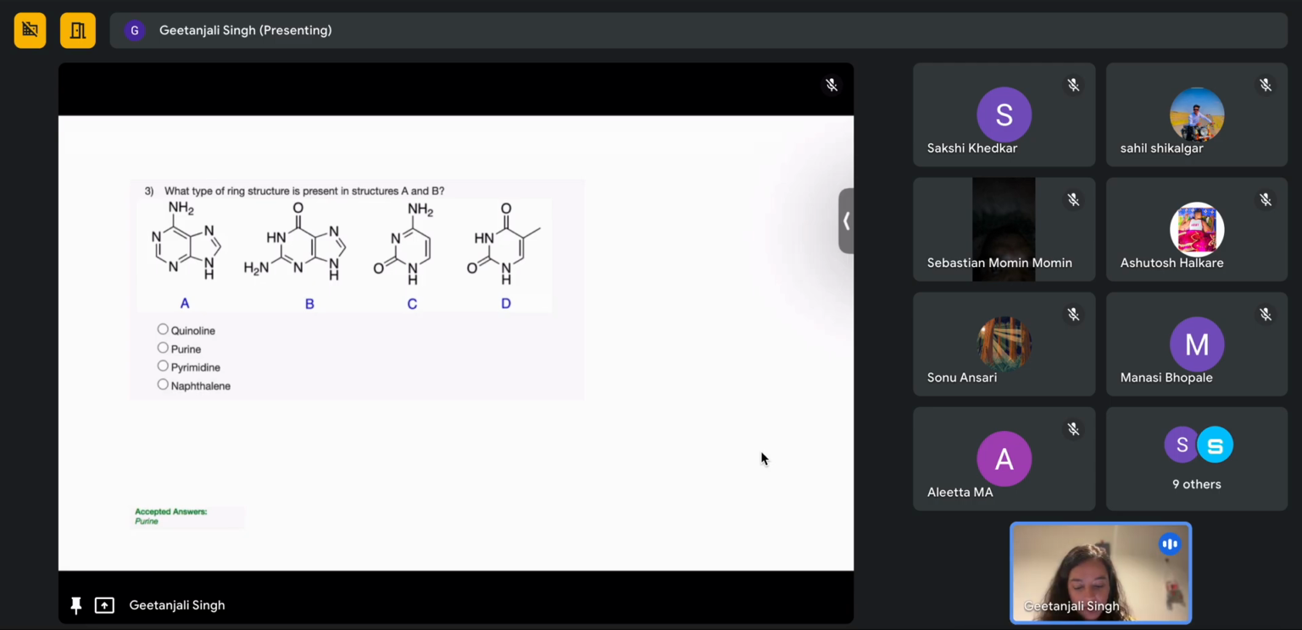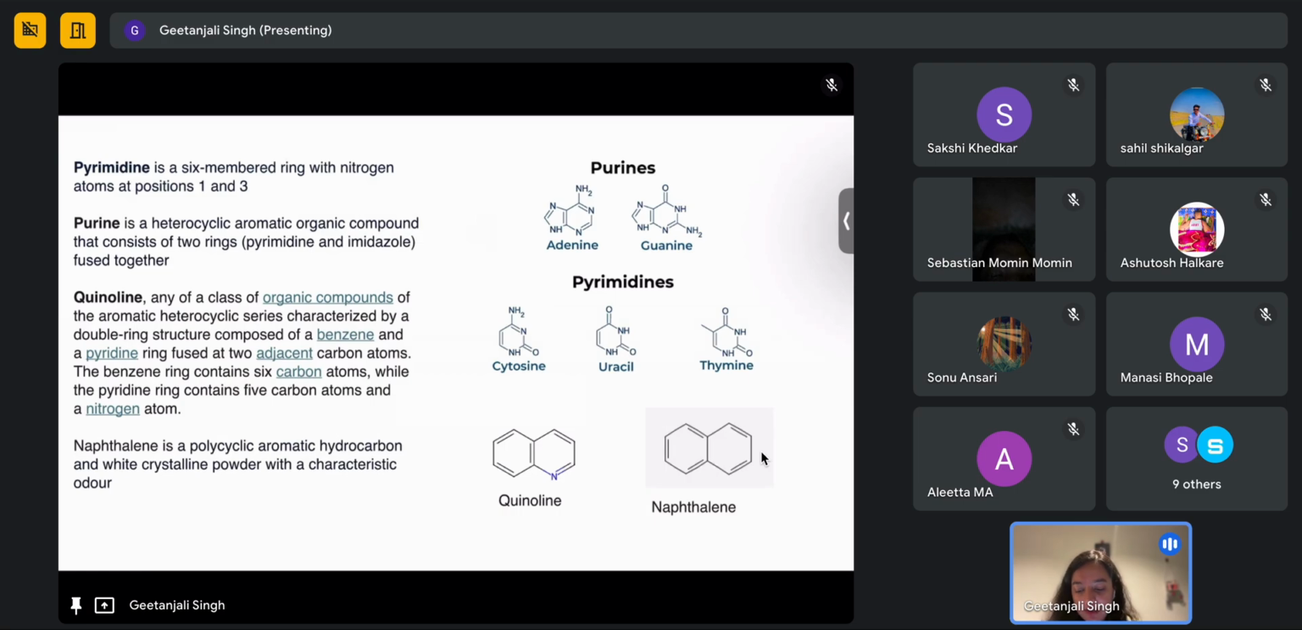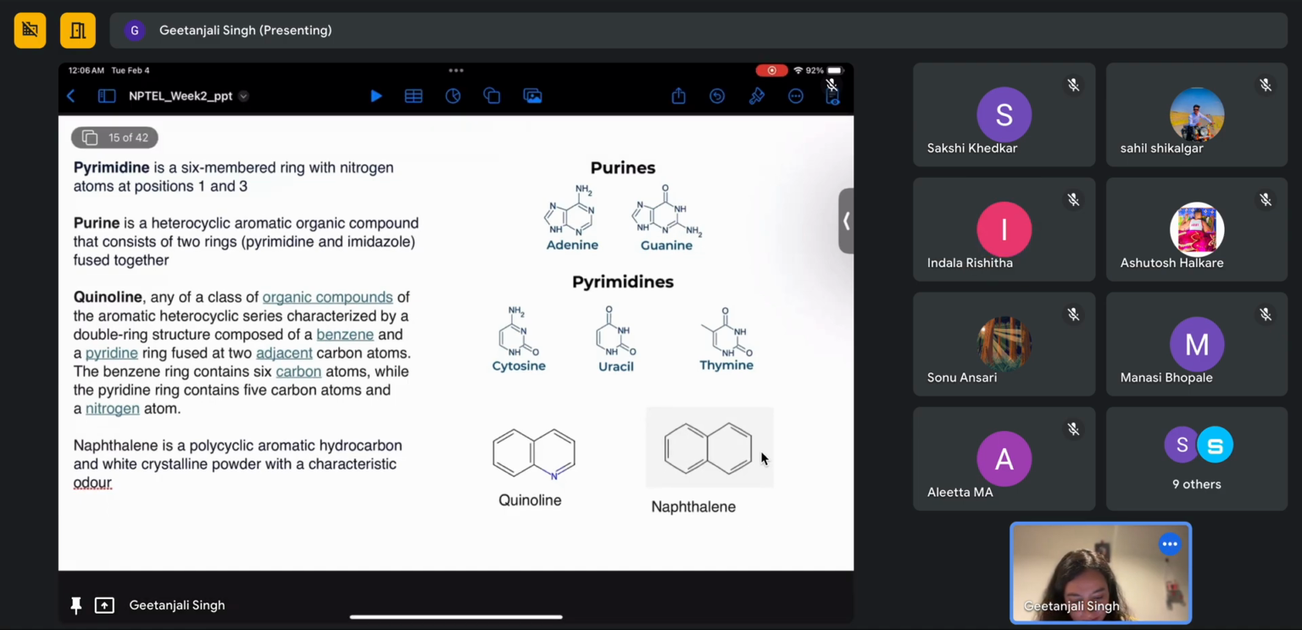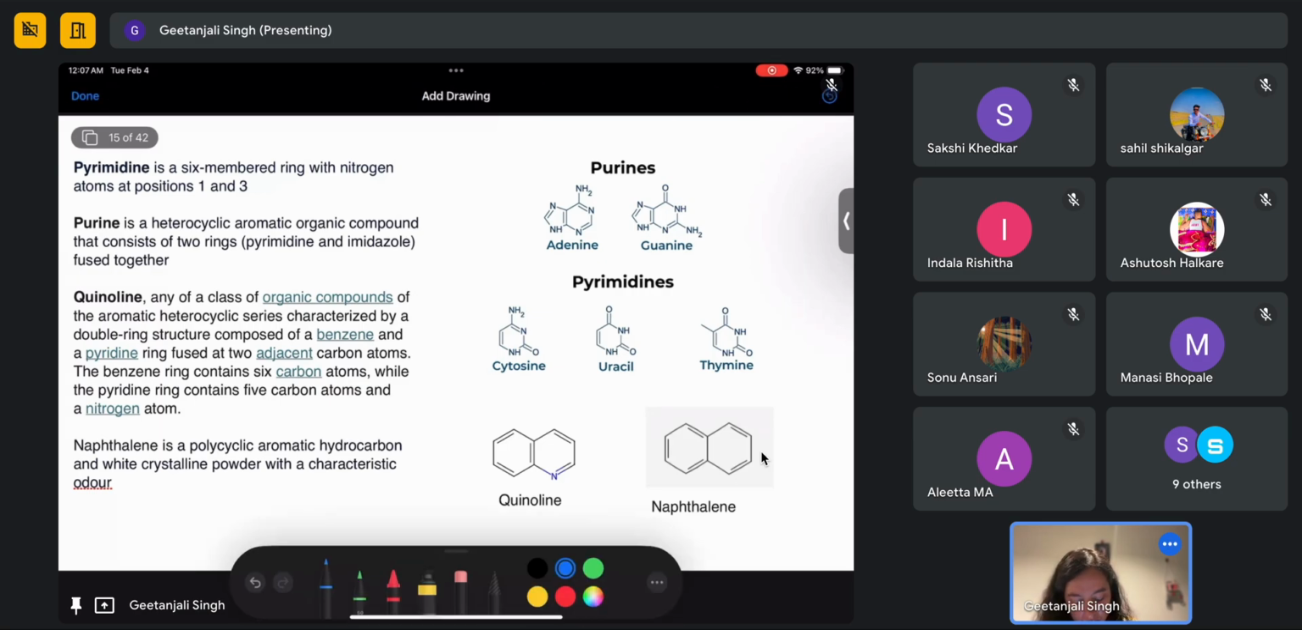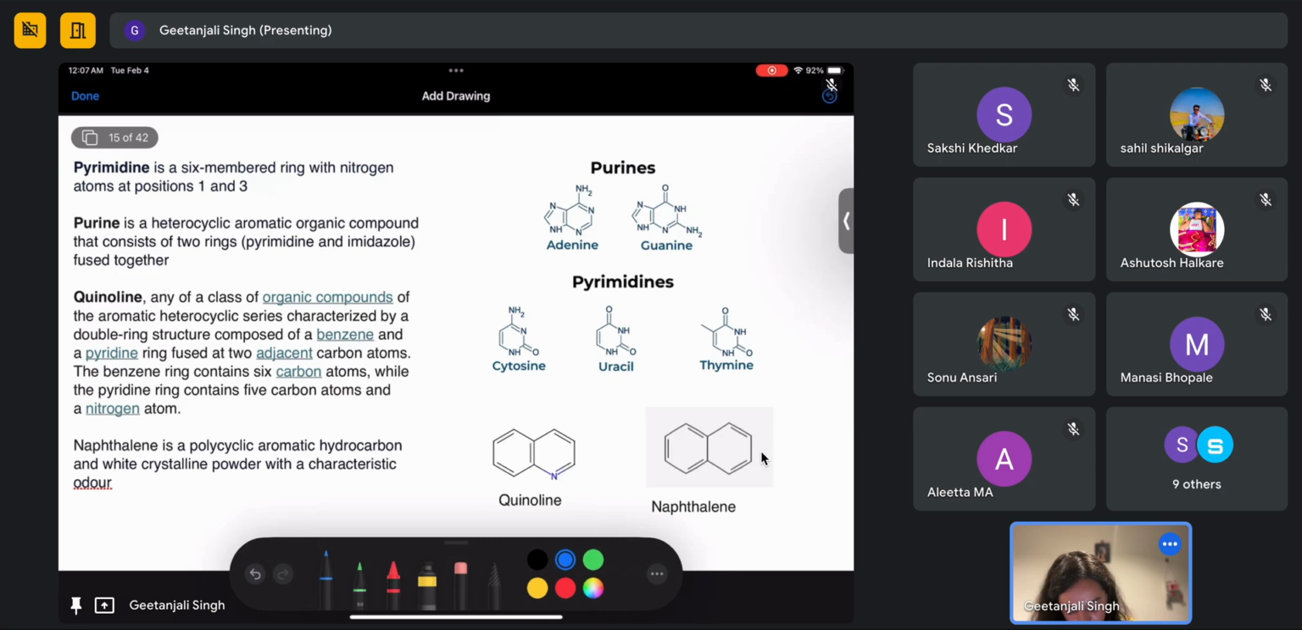So let's see what purine and pyrimidine actually are. Pyrimidine is basically a six-membered ring with nitrogen atoms at position 1 and 3. These positions can be, let me write this. Change the color. Sorry, I've written pyrimidine in the second option. You can see 1, 2, 3.